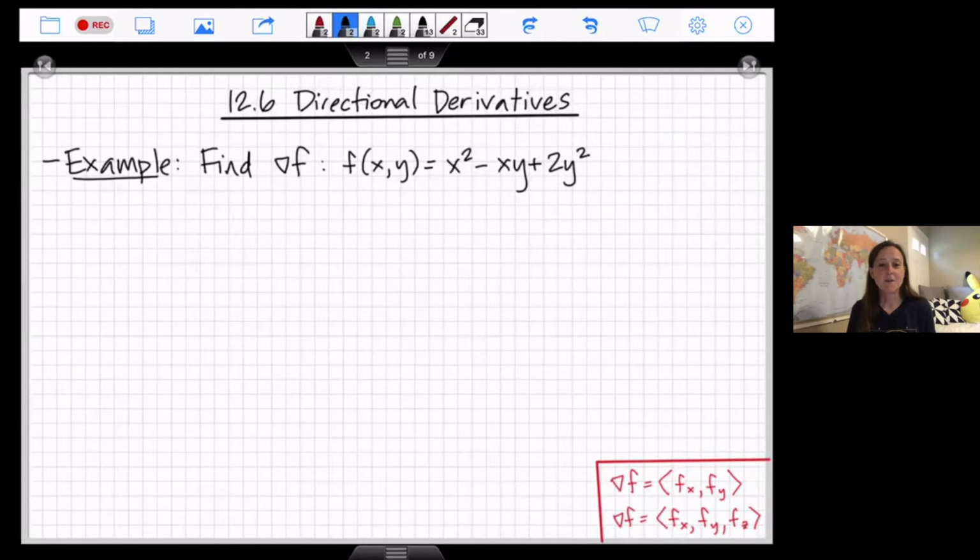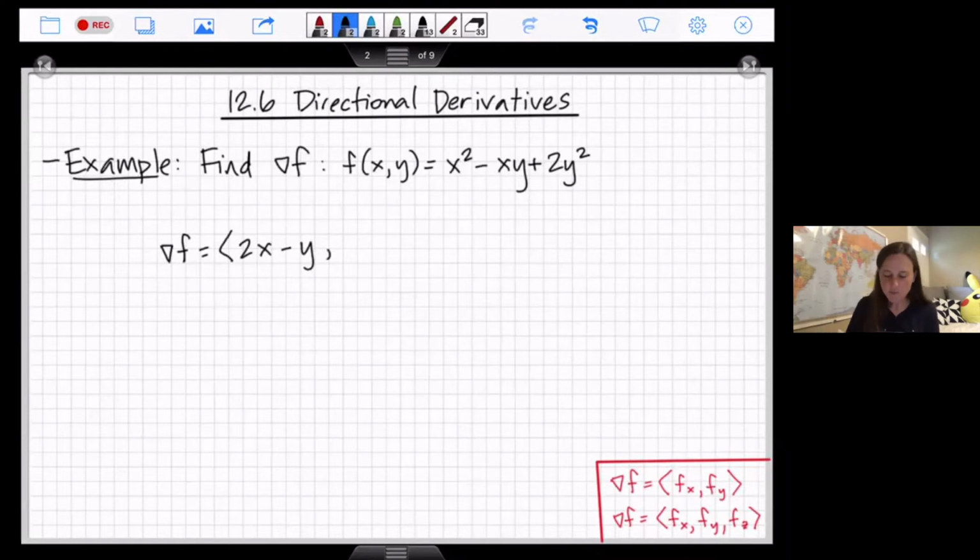All right, so here we have a function in two variables, f of x, y, and we're going to find the gradient. So I have a little reminder box down there at the bottom. We're going to be creating the two-dimensional gradient vector where we have the partial of f with respect to x and the partial of f with respect to y. So taking the derivative of f with respect to x, treating y as a constant. The derivative of x squared is going to be 2x, minus y is the constant, so the derivative of xy is just going to be y. And the derivative of 2y squared will be 0 because y is a constant.